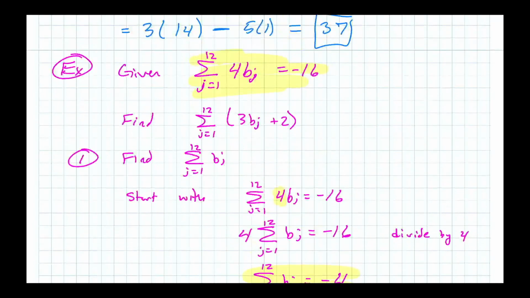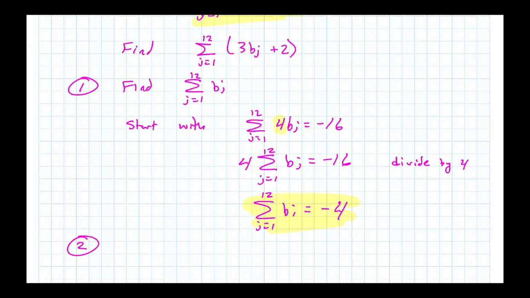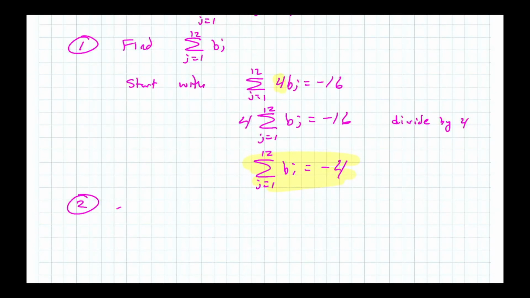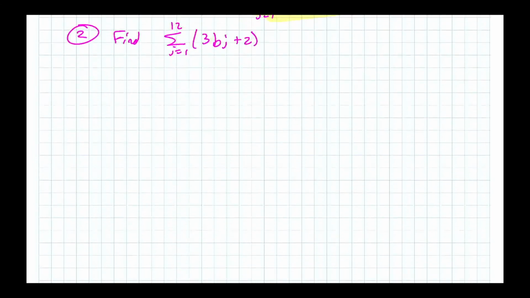And now we can actually solve what we're looking for. This is the sum that they're asking us for. So we write it down: the sum as j goes from 1 to 12 of 3bj plus 2. And we do it exactly the way we did the other one. You're going to split that into two sums.